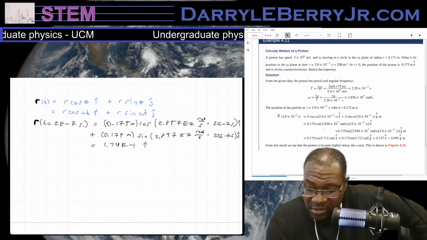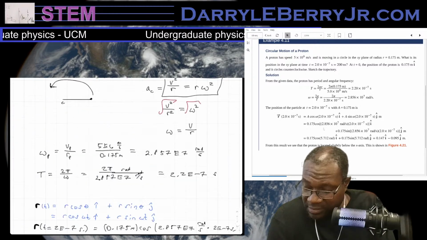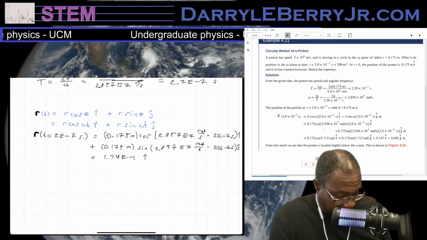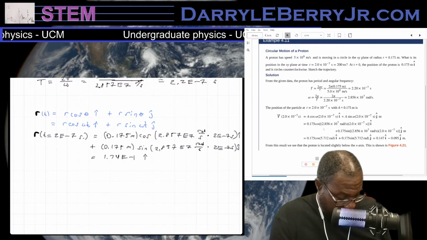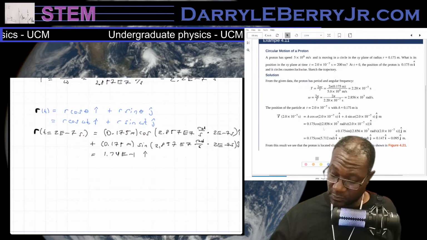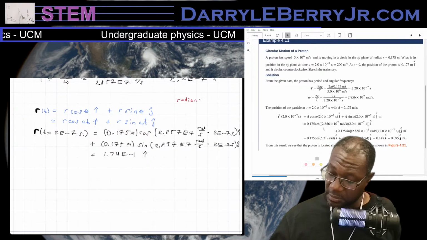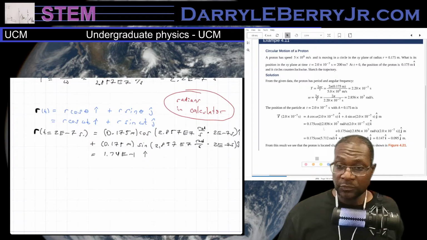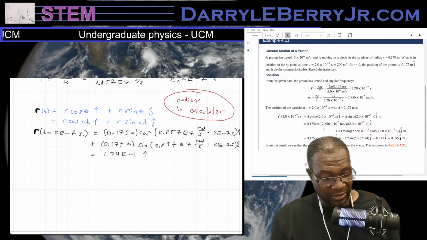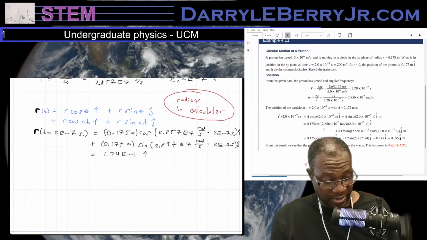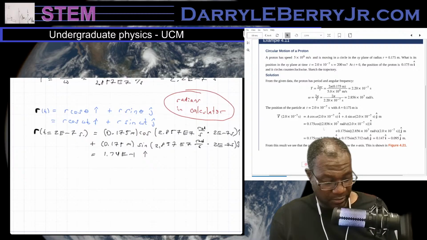When we're dealing with radians, we can't use degrees. I have to remember that: radians in the calculator. So some of these problems have degrees, others have radians. Perhaps it's best to just always use radians.